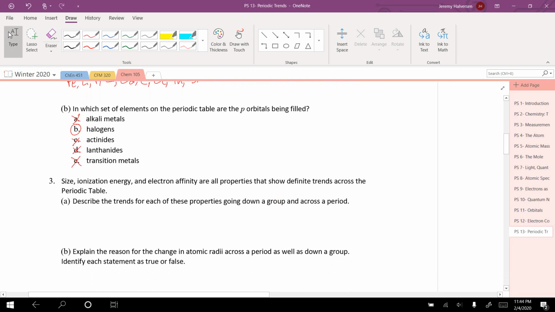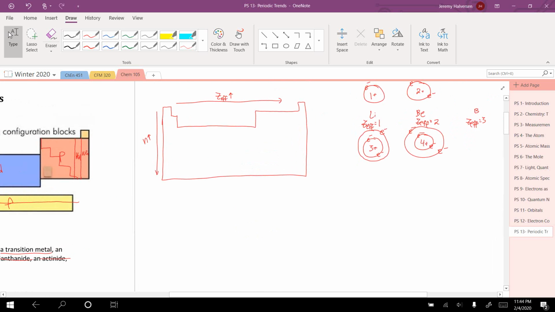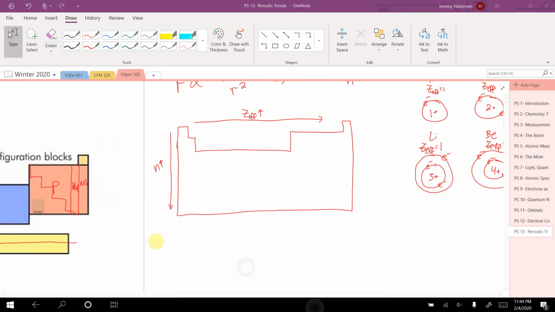All right, size, ionization energy, and electron affinity are all properties that show definite trends across the periodic table. Describe the trends for each of these properties going down the group and across a period. Okay, so let's talk about what each of these things mean. First, size. Size is just the distance between the electrons on the outer shell and the nucleus. So how do we think size changes on the periodic table?